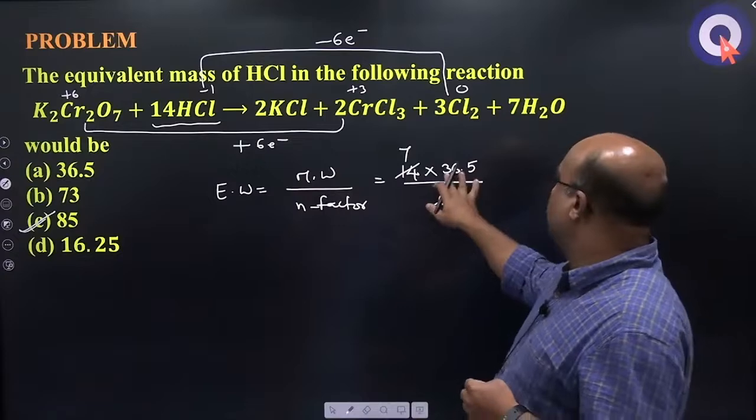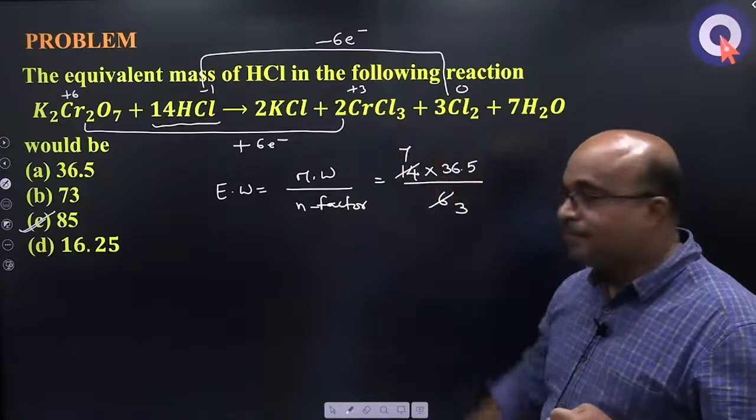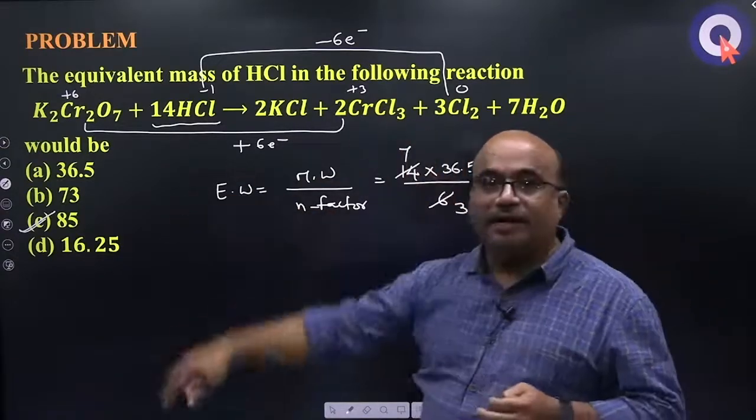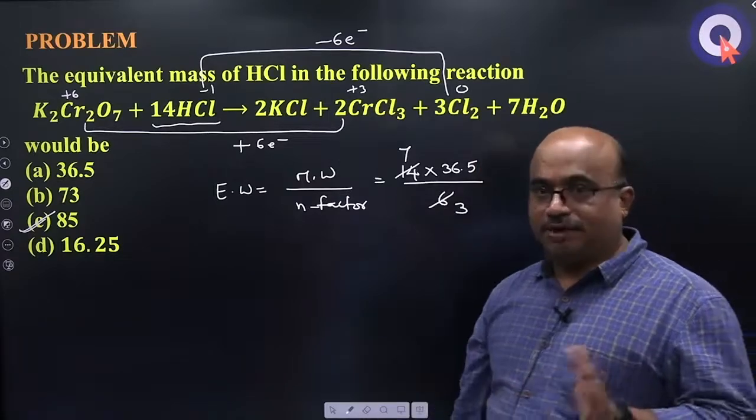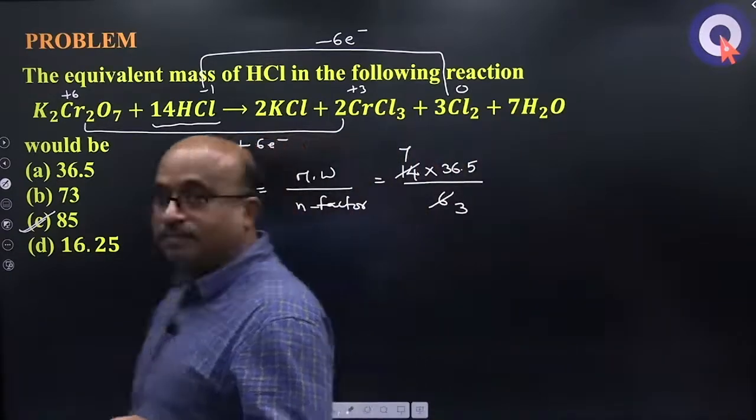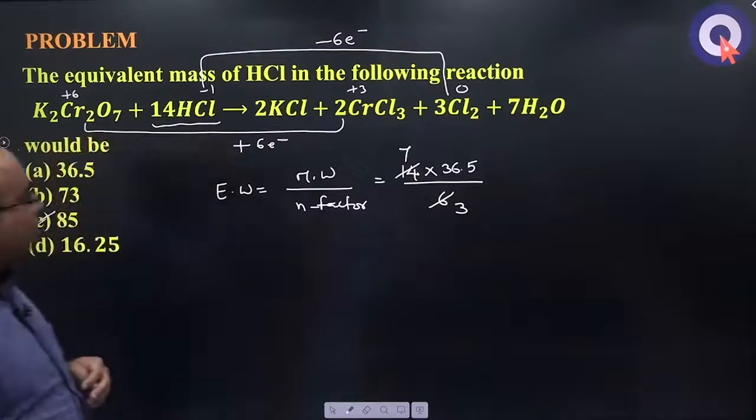Because it is coming around 12 point something, so it should be around 8 times. So it is 85. Clear? So let us move on to the next thing.